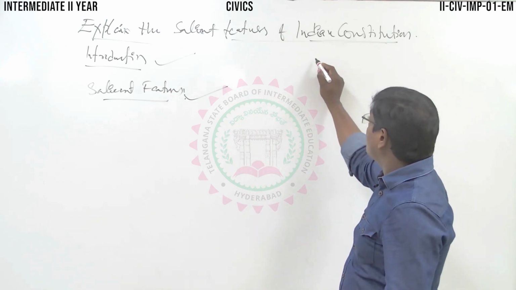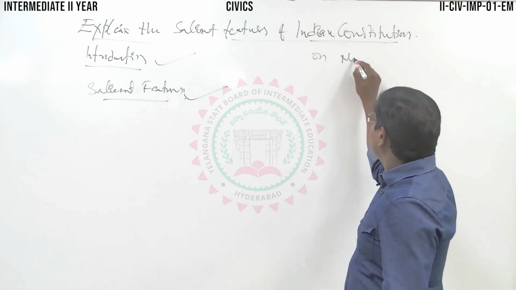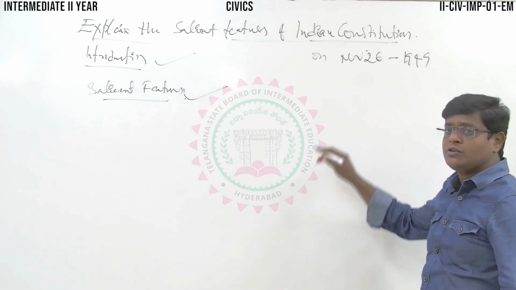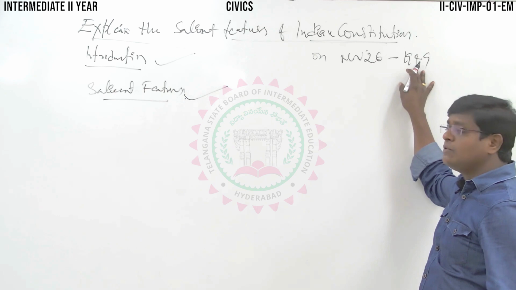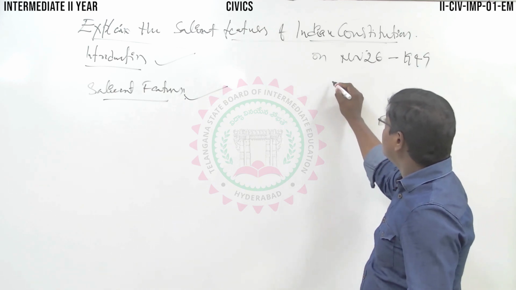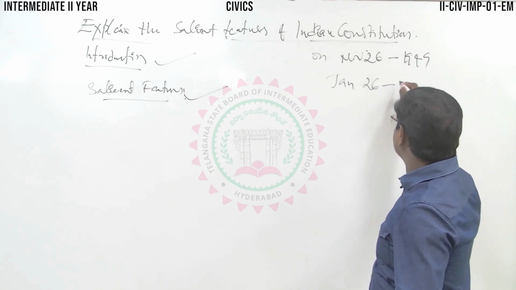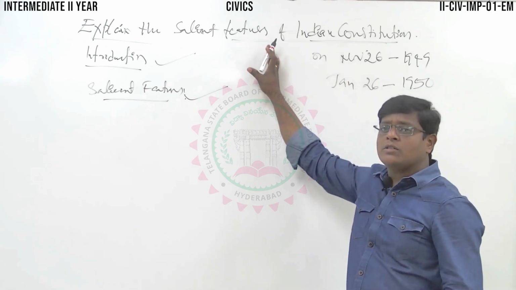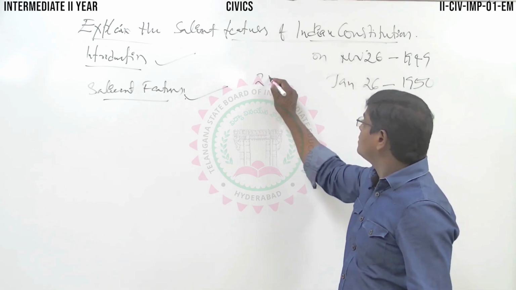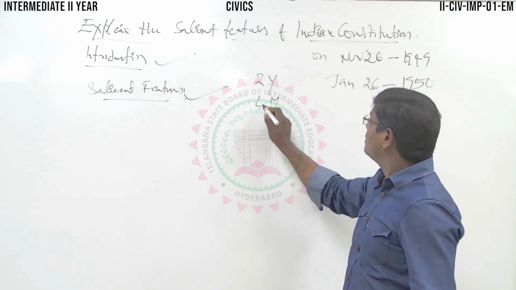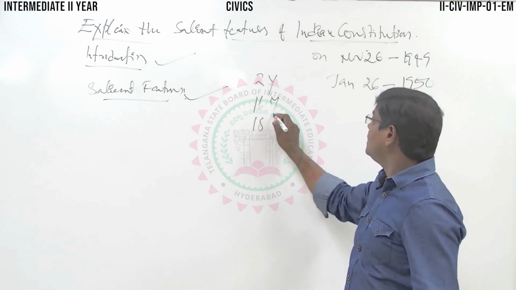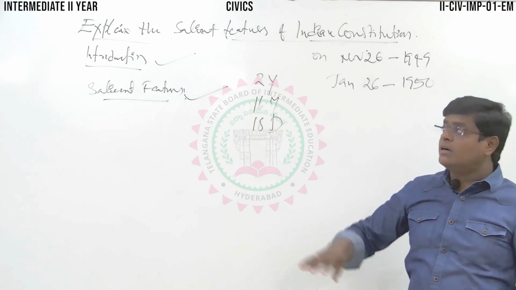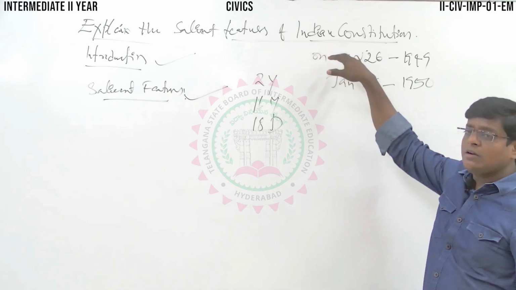It was adopted on November 26, 1949. The Constitution of India was adopted on November 26, 1949. It came into force on Jan 26, 1950. Clear? So for this, the Constitution makers took 2 years, 11 months, 18 days. So you have to use this as the introduction part of the first question, salient features of Indian Constitution.